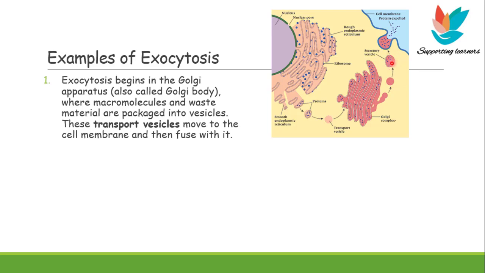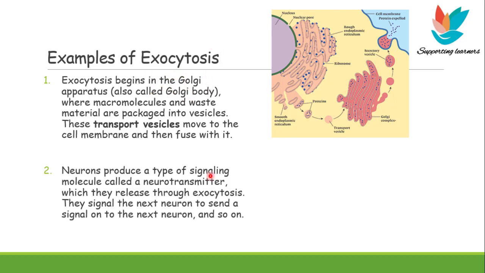and they fuse with the plasma membrane. These vesicles fuse with the plasma membrane and then these proteins are expelled out of the cell wherever they are needed in the body. So this is the vesicular transport of proteins that occurs in your body with the help of the process called exocytosis.